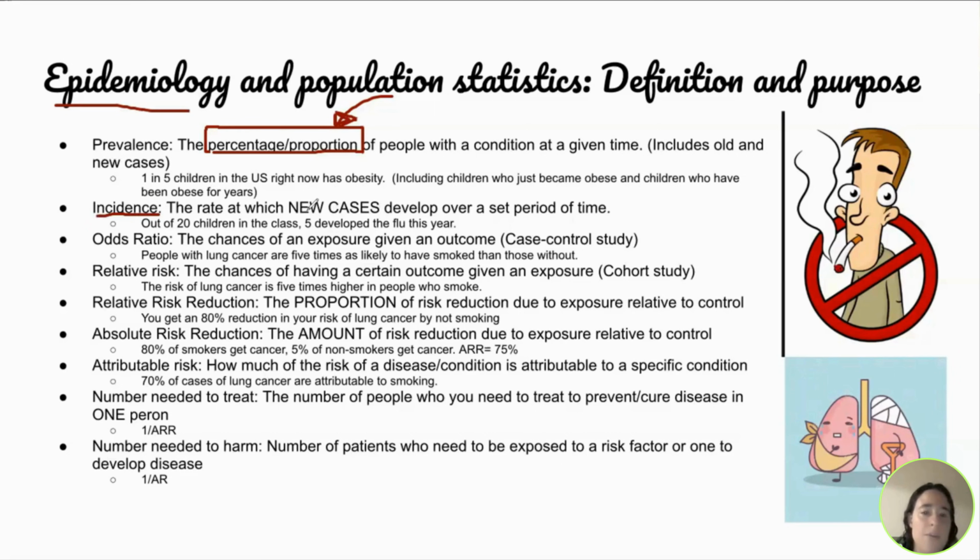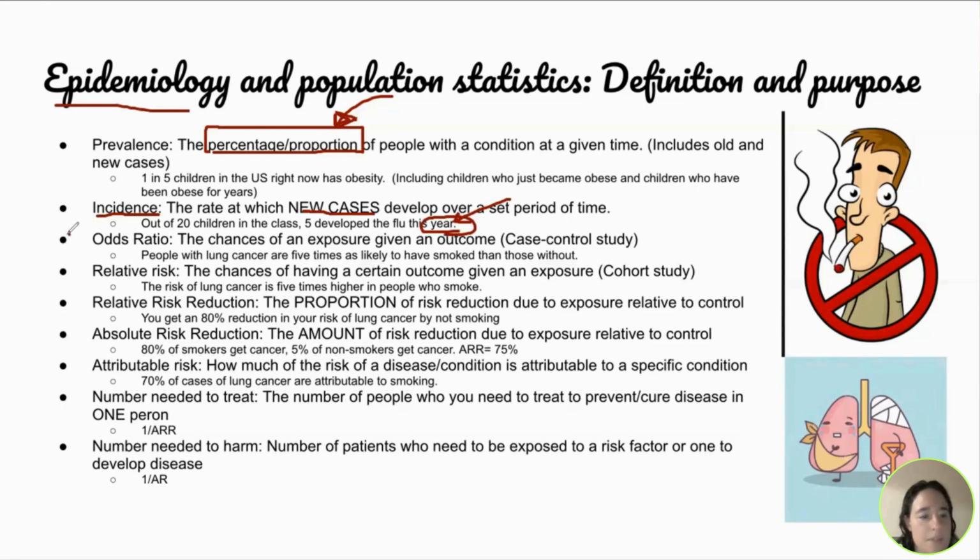Incidence is the rate at which new cases develop over a set period of time. So this is like I have 20 children and 5 new ones developed flu. So that doesn't count the ones that already had flu. It doesn't count the ones that don't have flu. It's just 5 kids developed flu, 5 new index cases. It's usually over a period of time. So oftentimes they'll do it like new cases of lung cancer over a year, or new cases of diabetes over a 5-year period. Most commonly it's a year, but incidence will give you a set period of time.